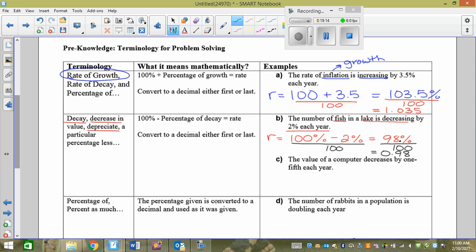All right, this one is a little bit different because it doesn't use percents. It says the value of a computer decreases by 1/5 each year. So 1/5 of the original goes bye-bye, which means how much of the original is still there? 4/5. Girl, you're doing good.